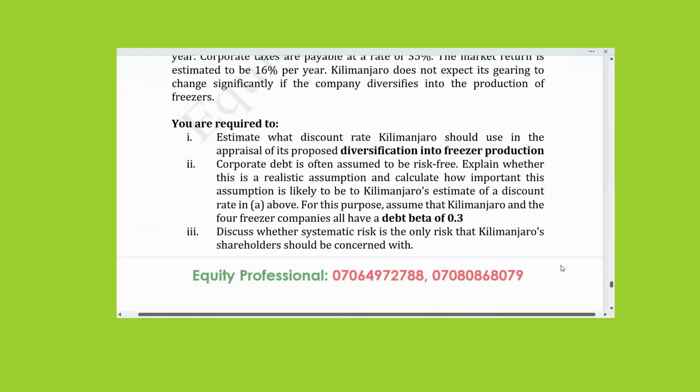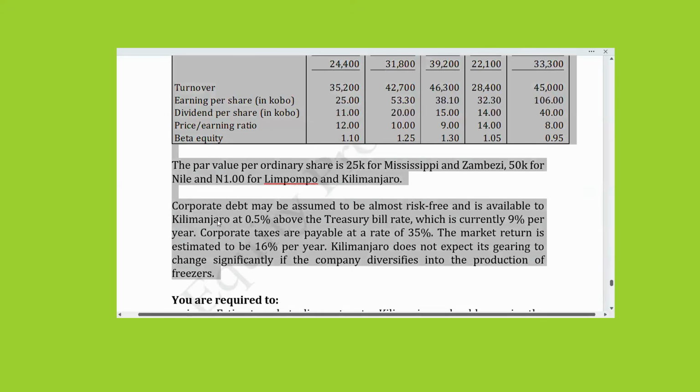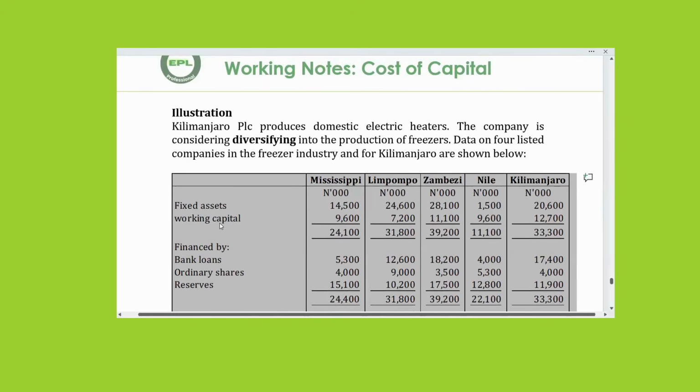Somebody will ask me, Chibi, we have debt beta in this requirement number 2. Yes, this debt beta of 0.3 is meant for requirement number 2. So it's not given in the question. The examiner purposely gave you this debt beta of 0.3 in requirement number 2 for the purpose of answering requirement number 2. So all through the question, apart from requirement number 2, we are not given debt beta. Therefore, it is assumed to be risk-free.